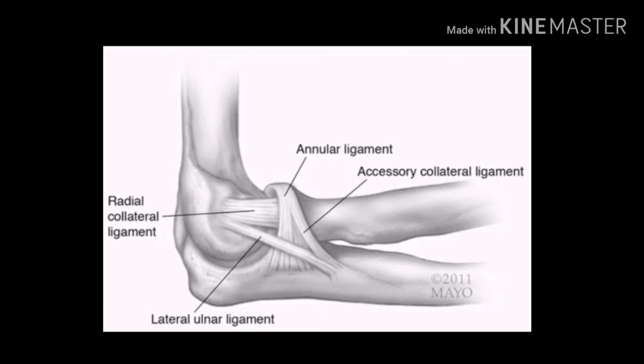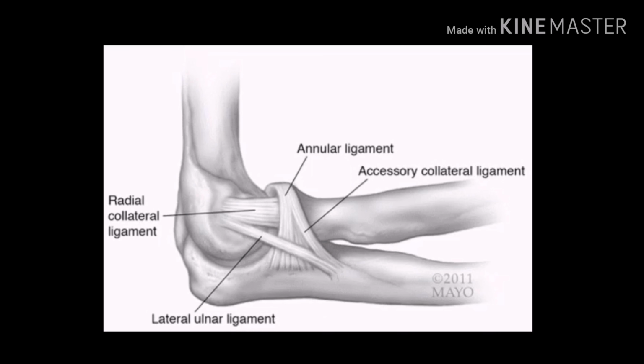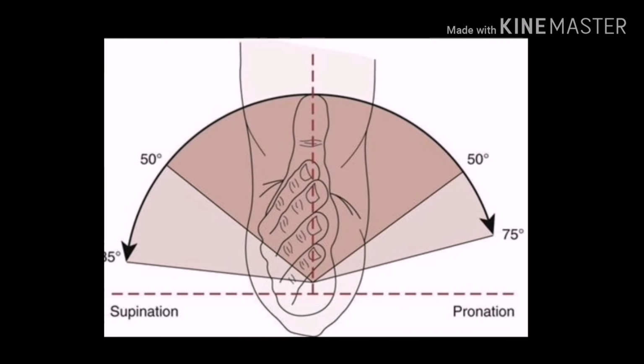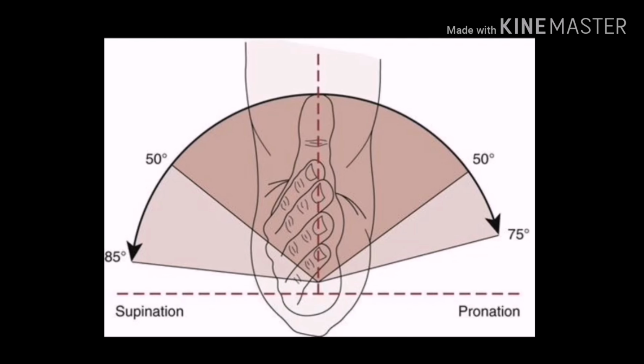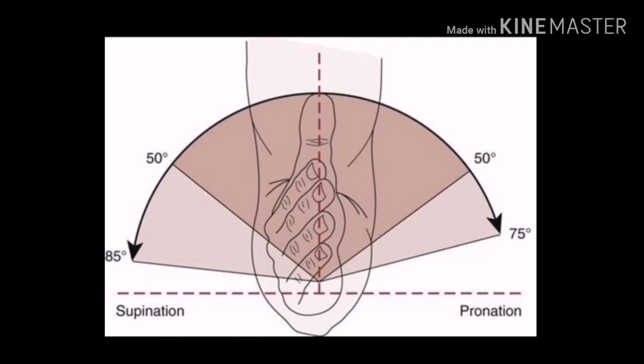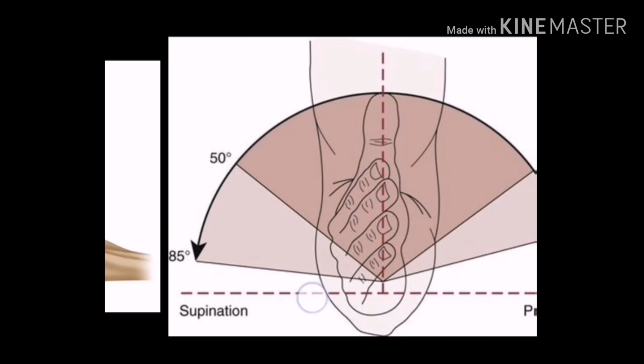Lateral ligament. These prevent posterior subluxation and rotation of the ulna away from the humerus with the forearm supinated. Normal range of motion is 0 to 150 degrees flexion, 85 degrees supination, and 80 degrees of pronation. The functional range of motion requires 30 to 130 degrees flexion, 50 degrees supination, and 50 degrees pronation.